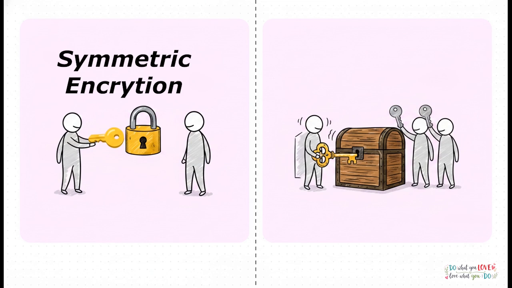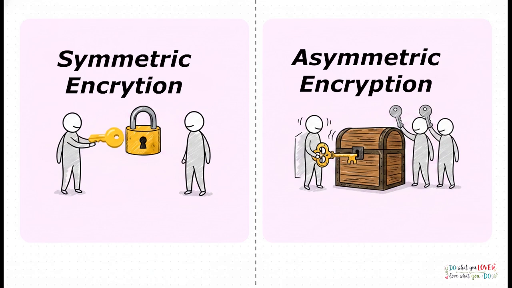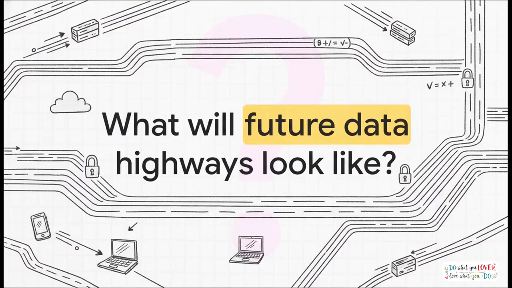So for way greater security, we use asymmetric encryption. This brilliantly uses 2 different keys. There's a public key, available to absolutely everyone, which is used just to lock the box. But to actually open the box and decrypt the message, you need a completely separate private key, which is heavily guarded and only ever held by the receiver. It really is a total marvel of modern engineering.